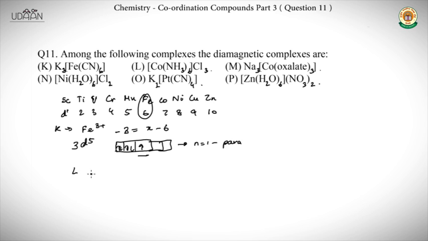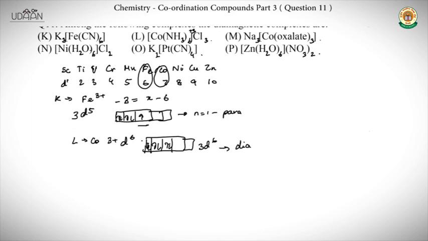Now L is a cobalt complex which is raised to 3 plus again because this is Co3 plus. Okay. So now we know that this is a d6 configuration with a strong field ligand, and hence they will be pairing. So we will have this configuration which is 3d6, and thus there are no unpaired electrons, and this is diamagnetic. The M option has Co3 plus again.